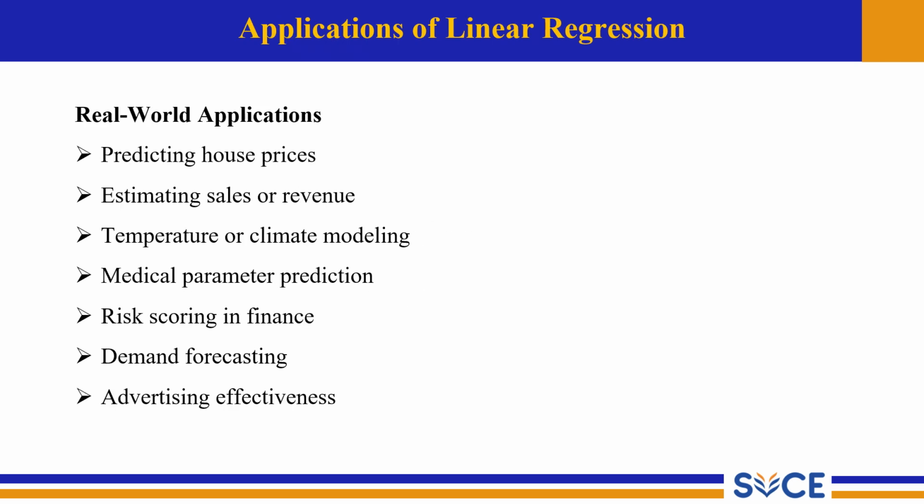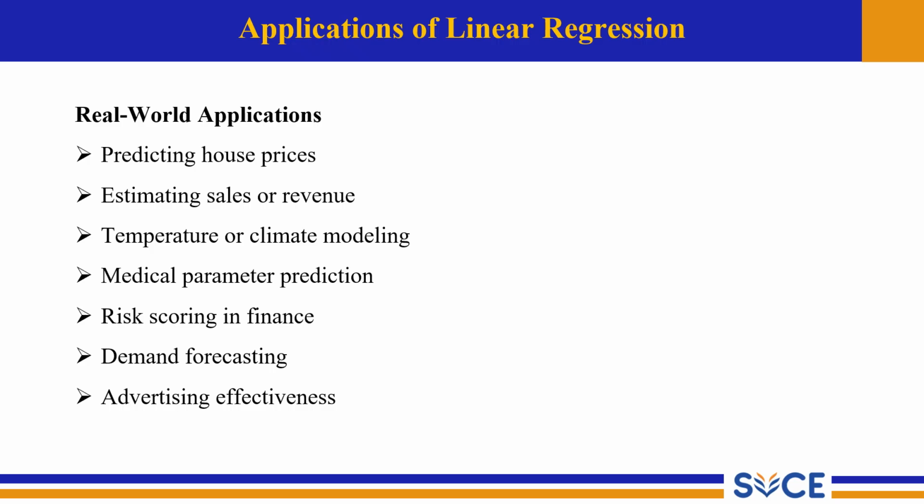Applications of linear regression. In real world applications, linear regression is widely used across industries because it provides a simple yet effective way to make predictions and understand relationships between the variables. First, it is used in real estate, for example, predicting house prices based on features like size, location, and number of rooms. Second, in business, linear regression helps in estimating sales or revenue, allowing companies to plan inventory, budgets, and growth strategies. Third, it is applied in environmental science such as temperature or climate modeling, where we can predict trends based on historical data.